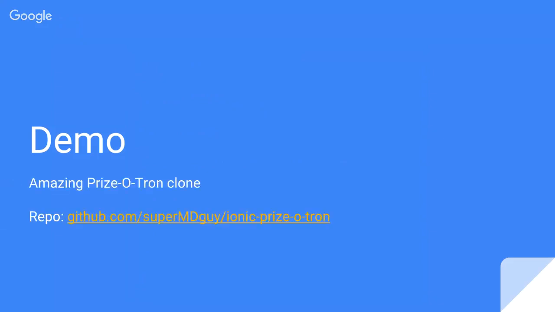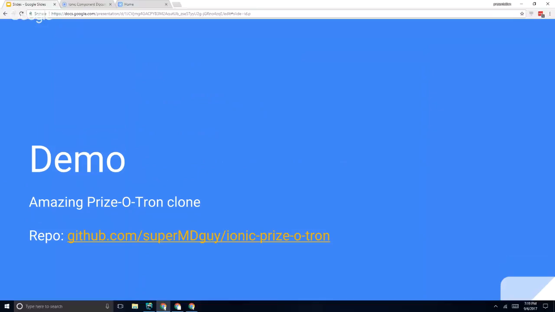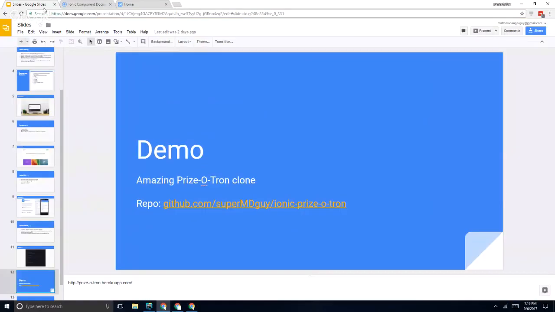Okay, so that was kind of a brief overview of Ionic. Now we're going to get right into it and start with the demo. I'm going to be creating a Prisotron. Most people have probably heard about it. It's something we use here for our meetup. I'll just quickly go into it.